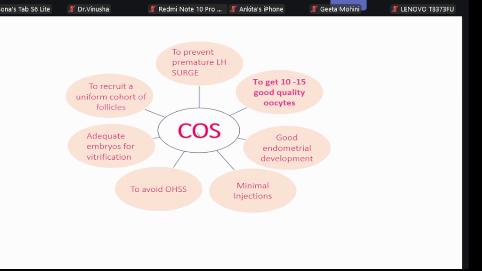In a controlled ovarian stimulation, our aim should be to recruit a uniform cohort of follicles. So one becoming 20 mm, one is still 13 mm. We don't want a cohort like this. We want a uniform cohort of follicles, so that we'll get 10 to 15 good quality oocytes. And also we should get adequate embryos for freezing or for a fresh transfer. And at the same time, we have to avoid ovarian hyperstimulation.